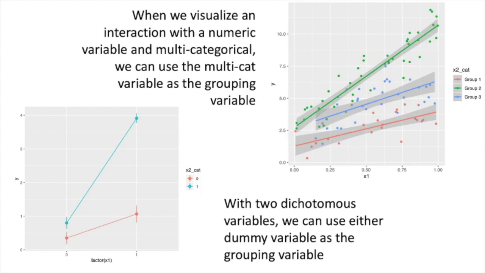I think the easiest one is when you have two dichotomous variables. You can just use either one of them as the grouping variable and the other one as your predictor. And you'll often see it shown this way where you have an error bar and it shows the slope from going from 0 to 1 for when your x2 category is 0, and then from 0 to 1 when your x2 category is 1.